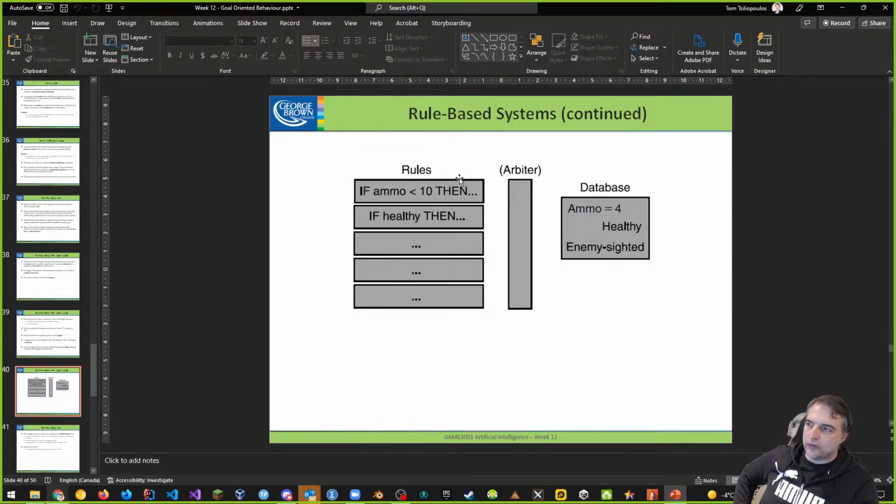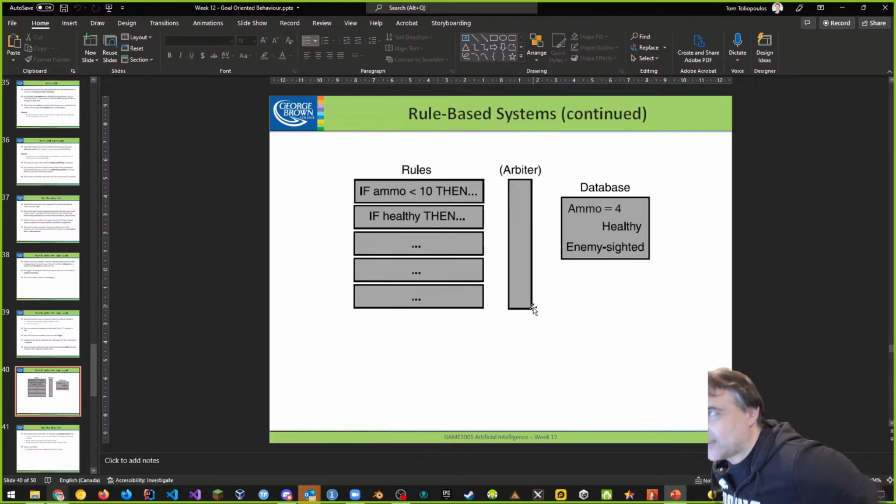So the arbiter would ask which of these rules makes sense to go with. If my ammo is less than 10, and since ammo is 4, this rule is triggered. Maybe I need to reload, or go get ammo from the armory. If I'm healthy, maybe I'm also able to attack if I need to. And there might be another rule that says if the enemy is sighted, then attack the enemy. So which of these three rules am I going to go with? Which ones are the most important? If I only have 4 ammo, I'm only able to take 4 shots at the enemy. There might be another rule that says if the enemy is big, then. So these are all kinds of things that might be there.